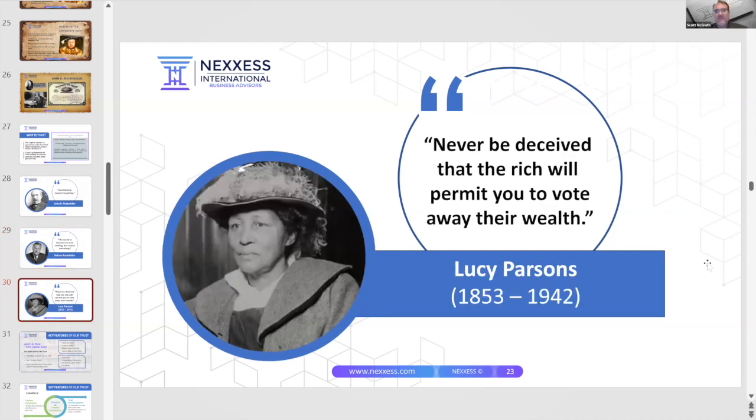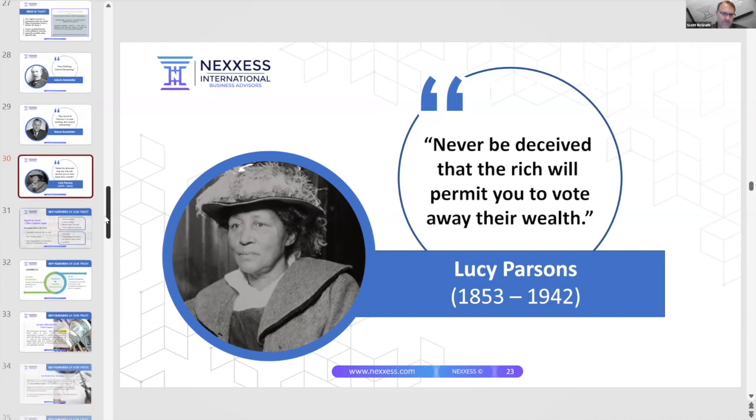All right. Now, Lucy Parsons said, never be deceived that the rich will permit you to vote away their wealth. They will not permit you to vote away their wealth. They're not going to let politicians come in and change anything, especially Article 1. They're never going to change Article 1. They will not let you change the 600s in the tax codes. They probably all use the 600s, just so you know. All right.